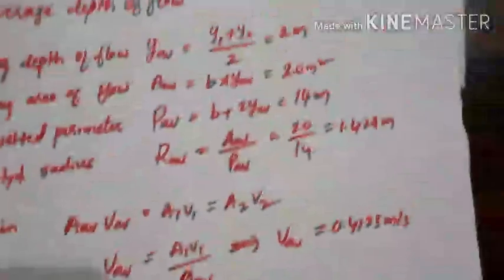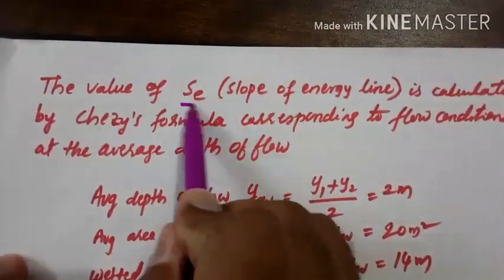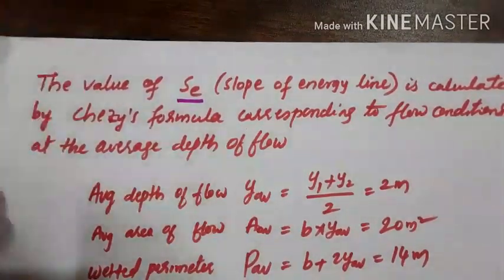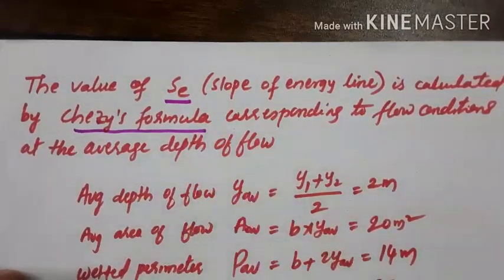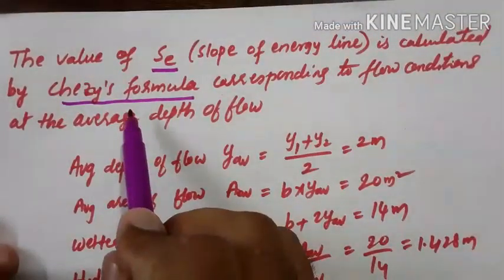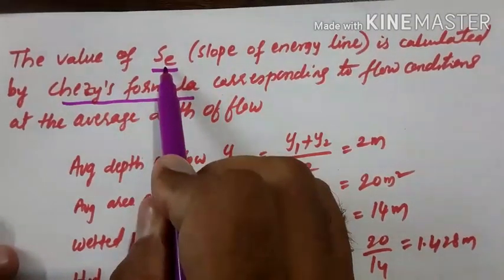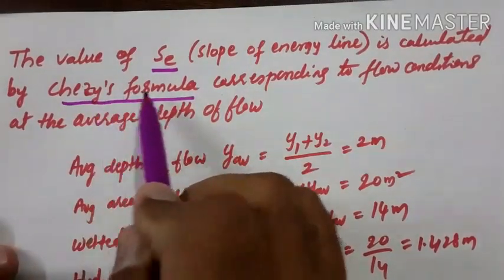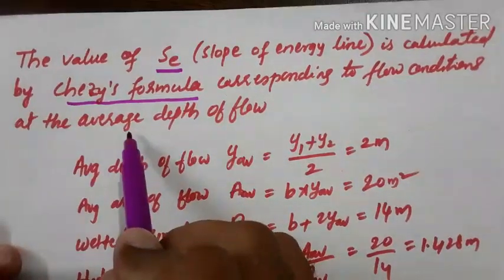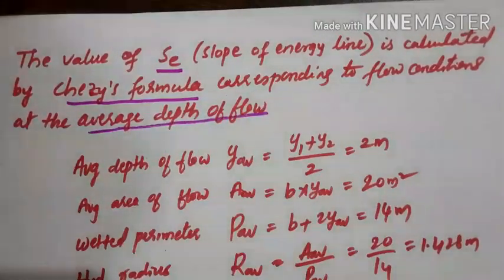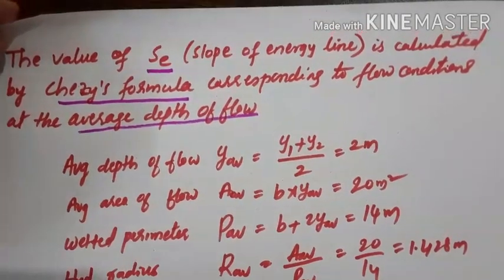Okay, then next, the value of slope of energy line. Now we have to calculate the value of slope of energy line by Chezy's formula. This we have already discussed while deriving the equation for length of backwater curve. So you have to calculate the slope of energy line by taking the Chezy's formula or Manning's formula corresponding to the flow conditions at the average depth of flow. So to calculate the slope of energy line, now you need to take the average values of all.